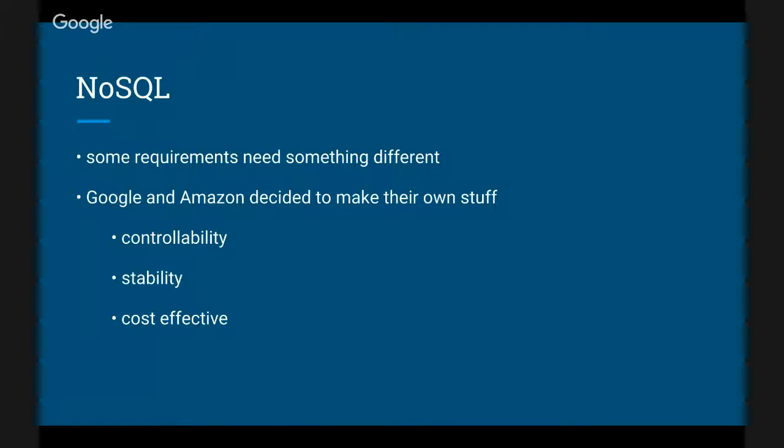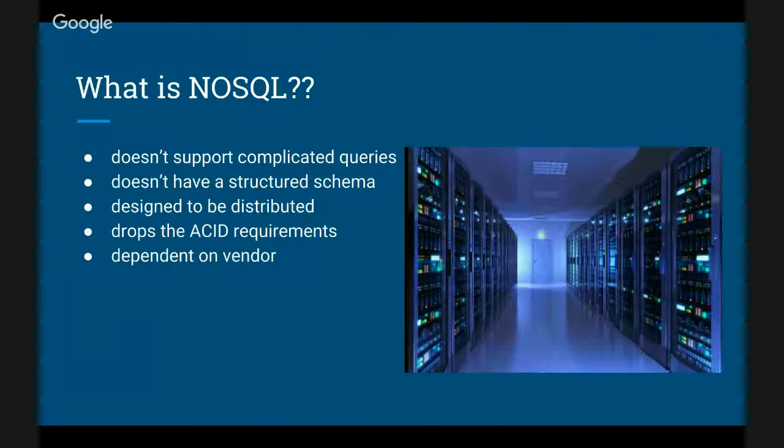NoSQL can be compared to Linux in a few ways, if you're an analogy person. What is it exactly? Well, it doesn't support complicated queries. It doesn't have a structured schema, and it's designed to be distributed. It drops all the ACID requirements of SQL databases, and it is dependent on the vendor, which is why companies such as YouTube and Amazon have chosen these types of databases, because those are companies that are growing.